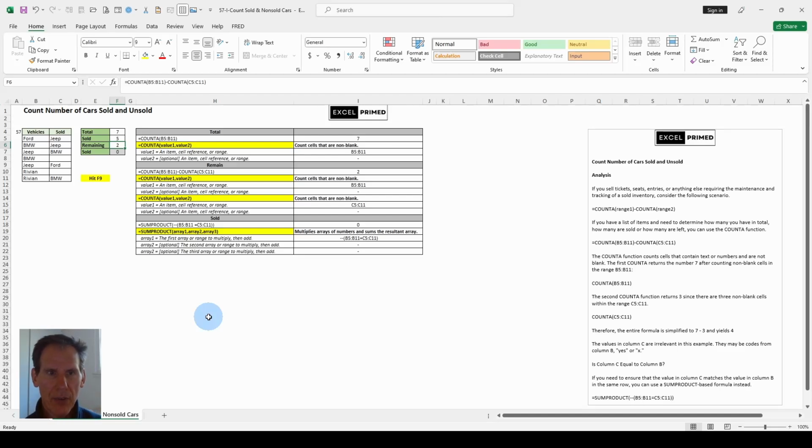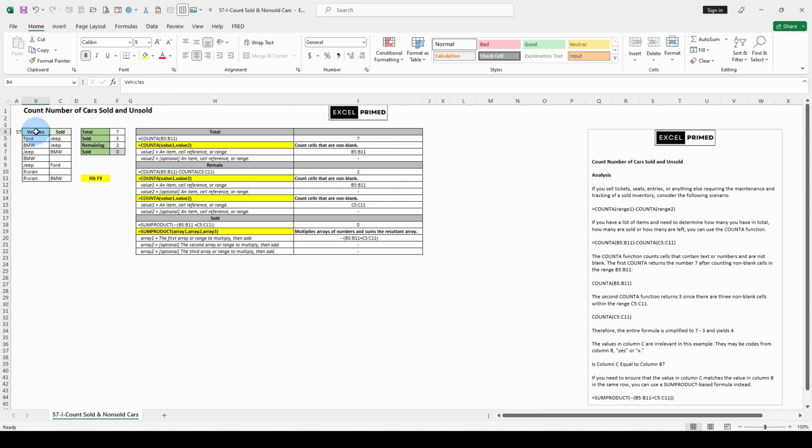We're going to use the COUNTA function to roll through 3 different examples. Here we have total, sold, remaining, sold. Notice we have COUNTA, COUNTA. Third example, COUNTA minus COUNTA. And we have this SUMPRODUCT.